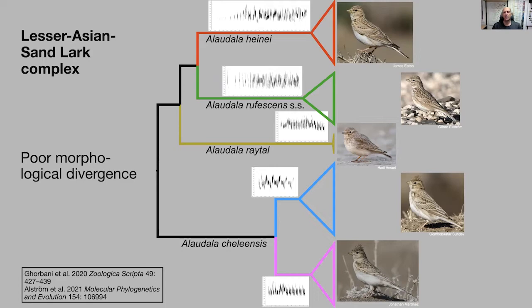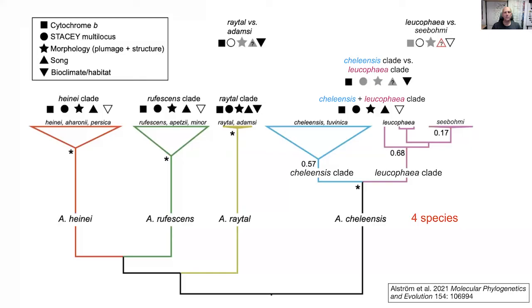It's quite significantly different. And there are, in fact, differences between all those in vocalizations. So here's a summary of what we found in this study. 4 main clades, 4 primary lineages. All of those differ in multiple aspects.